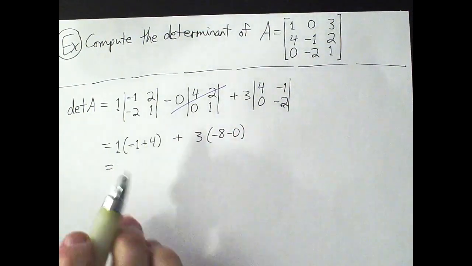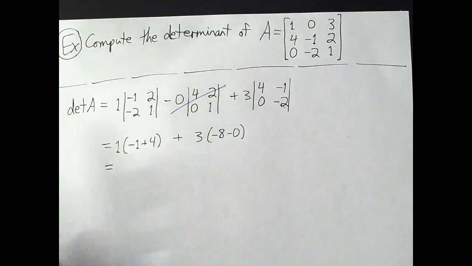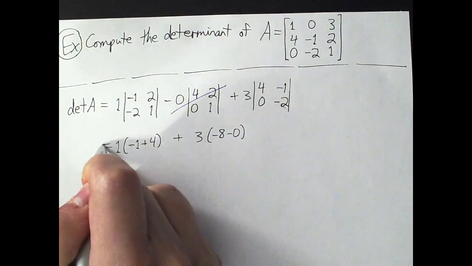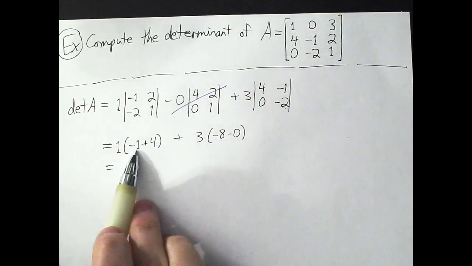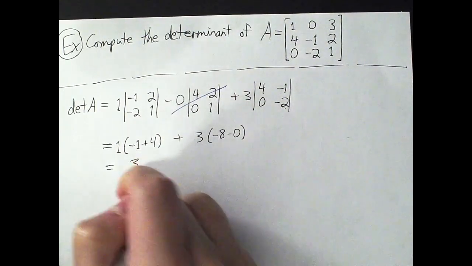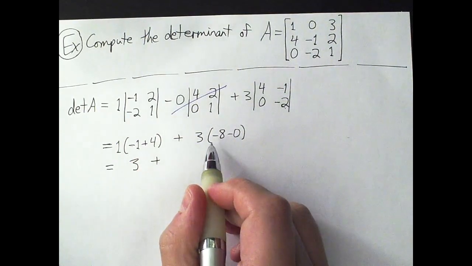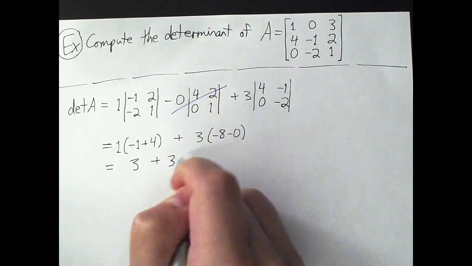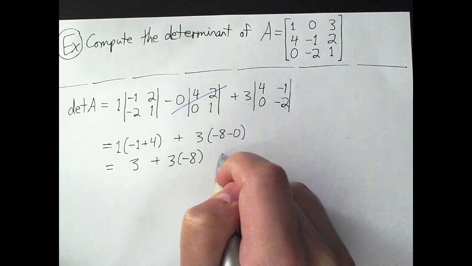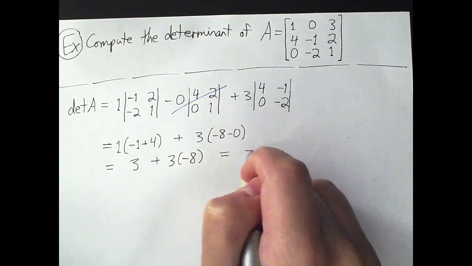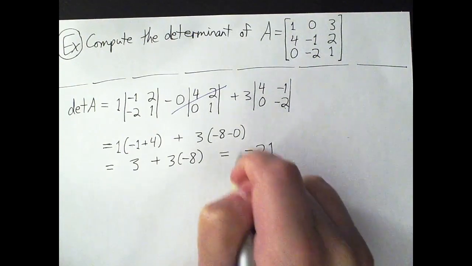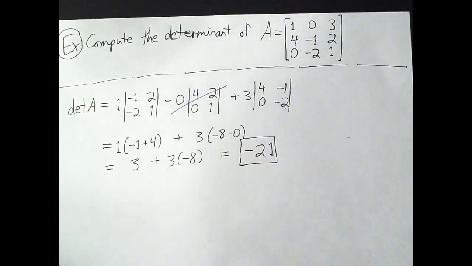Just be careful with arithmetic. You don't want to make a mistake at this point. I mean, everybody makes mistakes now and then, but try to catch them if you do. So this is 1 times 3. So this is 3 plus 3 times -8. Final answer, 3 minus 24 is -21. There you go.